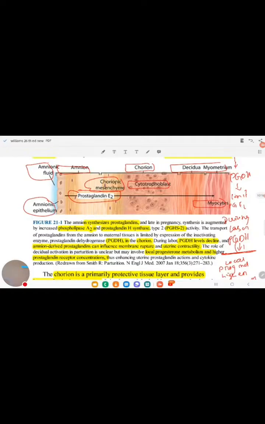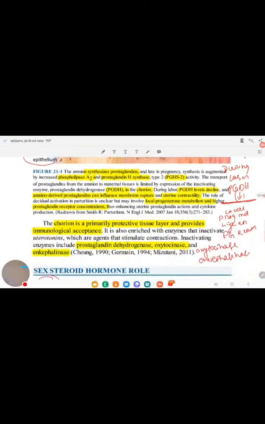The PGDH activity, that dehydrogenase activity, limits prostaglandin E2 and metabolizes the prostaglandin before labor. But during labor, the prostaglandin dehydrogenase activity declines, and that lets amnion-derived prostaglandin influence membrane rupture and uterine contractility. The role of decidual activation in parturition is unclear, but it may involve local progesterone metabolism and higher prostaglandin receptor concentrations, thus enhancing uterine prostaglandin action and cytokine production in the decidua.